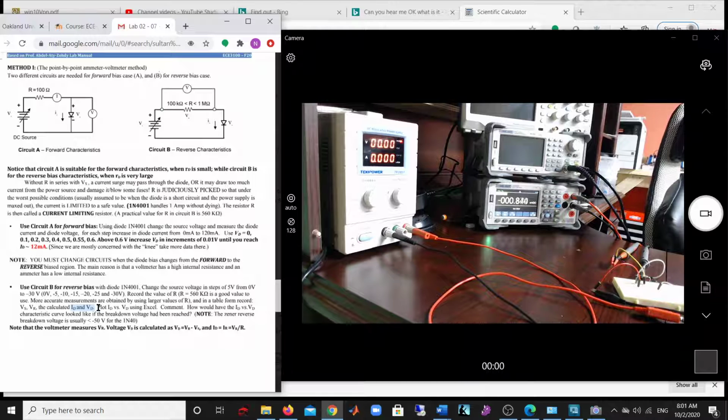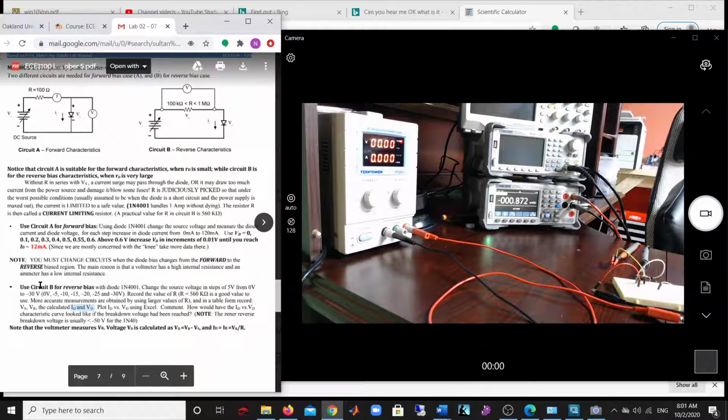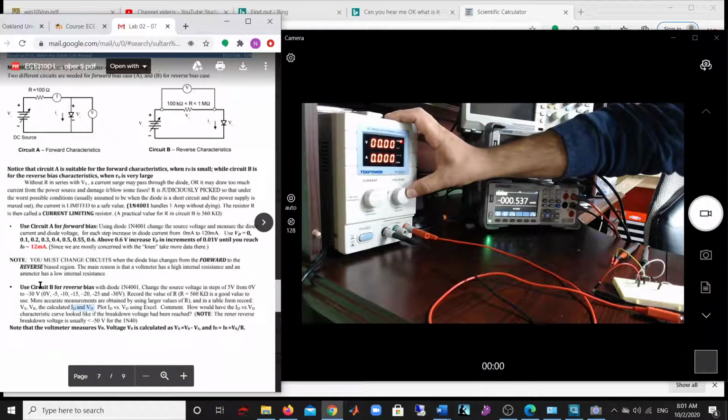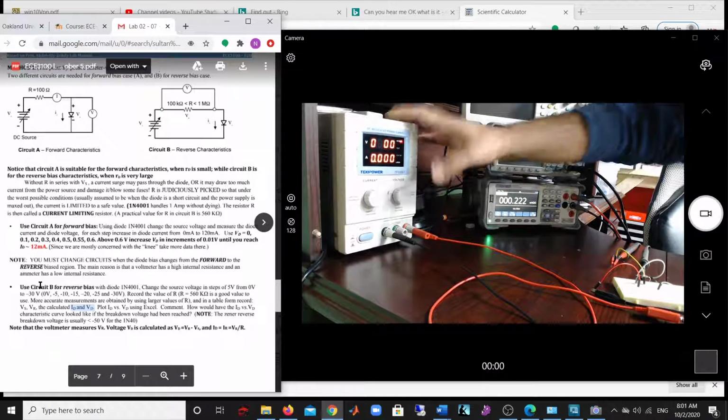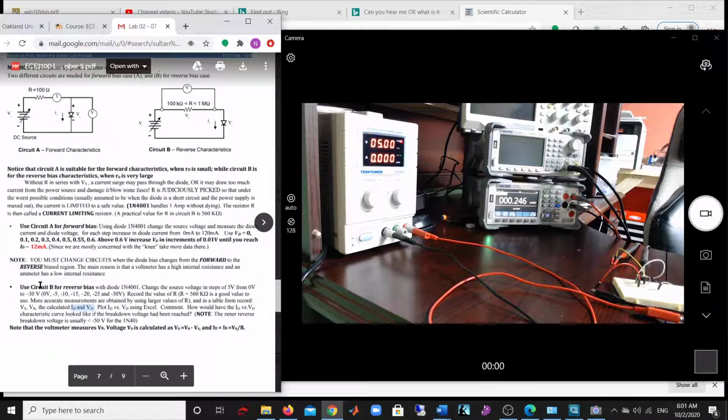So let's start with the increment of 5 volts. Let's start changing the voltage here to 5 and start getting the first reading. So we will have very much, let's say, 0.2 millivolt here. So how can we get the first value here?